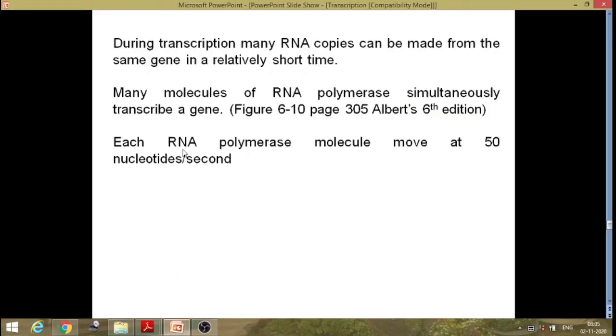So this picture I've taken from Albert 6th edition, figure 6.10, page number 305. So each RNA polymerase molecule would move at a speed of 50 nucleotides per second. Okay, so I hope this is clear. Moving further.